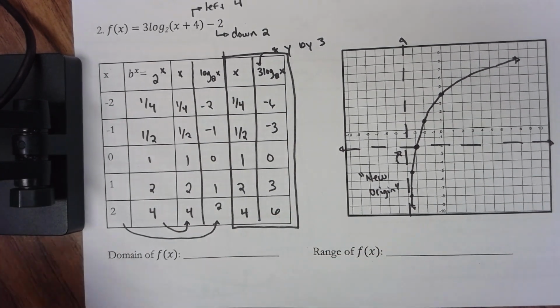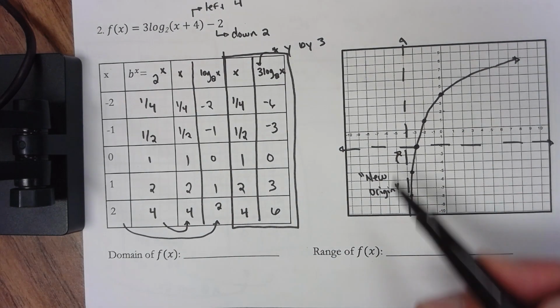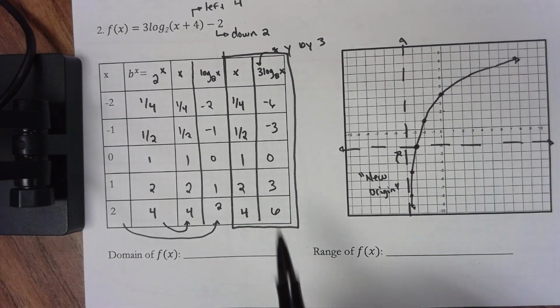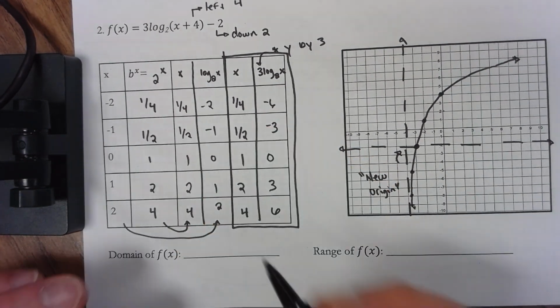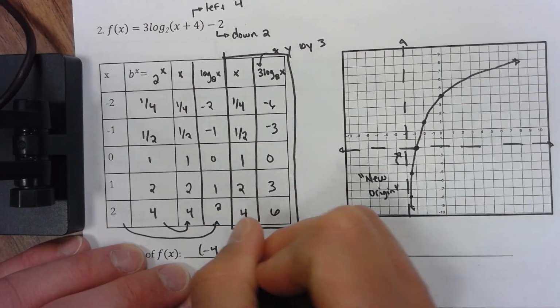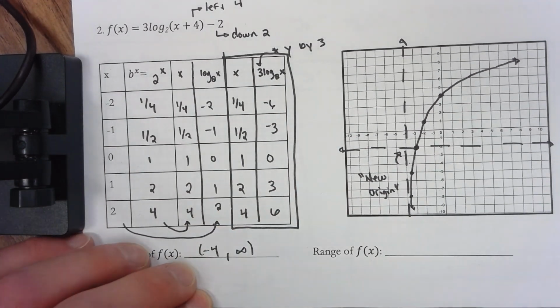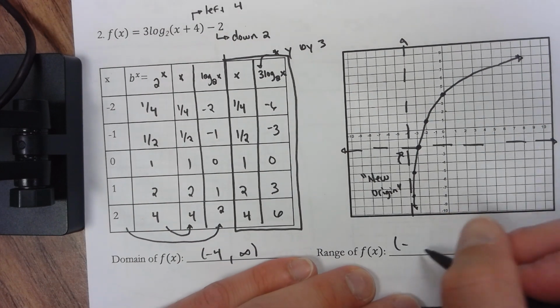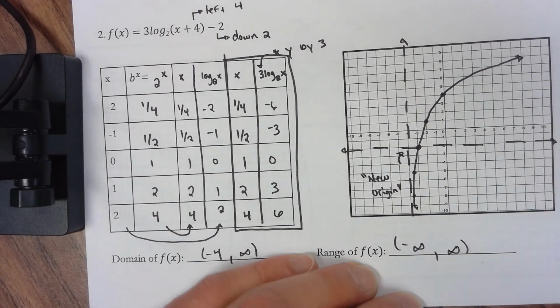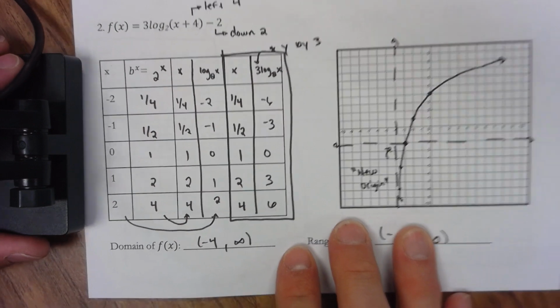Now for our domain, again, the 2 places you can check is the graph. We'll never go further left than -4. That is also showing up in the equation here. So it's -4 to infinity. And then the range, always negative to positive infinity.